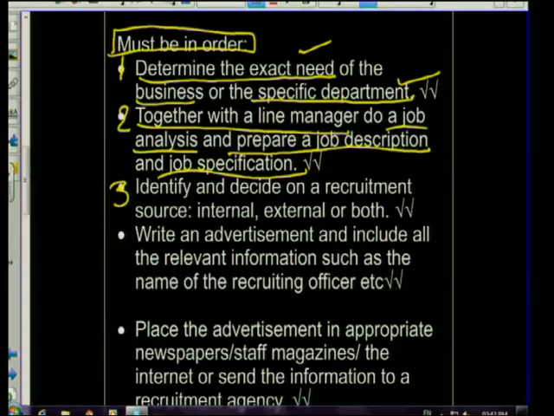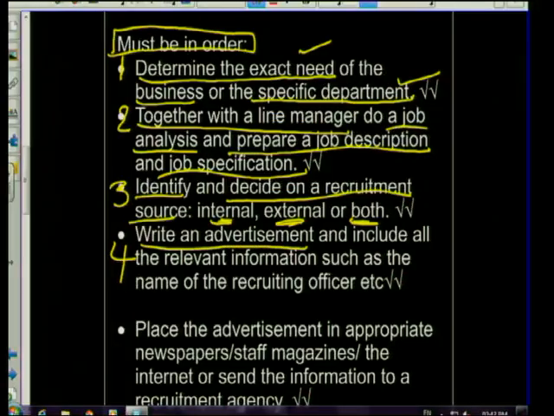Third step, identify and decide on a recruitment source. So are you going to go internal, external, or both sources being used? So remember, this is where you're advertising for this post. Next in line, you need to write an advert and include all the relevant information, such as the name of the recruiting officer, etc. So, you know, when you read the newspaper and you get those little adverts telling you what's happening. So part of writing the job description, job specification, is literally writing an ad and writing it in such a way that it's concise, it's clear, people know what you are looking for.